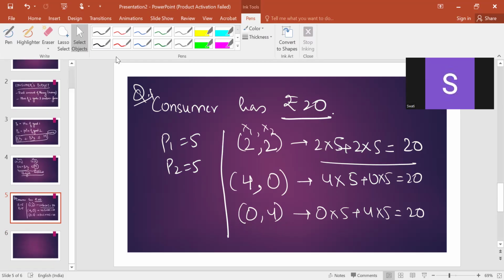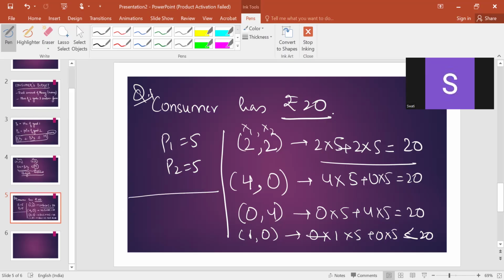Now, other possible combinations can be 1, 1, 1, 0 also. But that will not satisfy, that will not be 0, sorry. 1 into 5 plus 0 into 5 is less than 20. This is not equal to 20, but yes, it will be 5. We have not exhausted all the income.